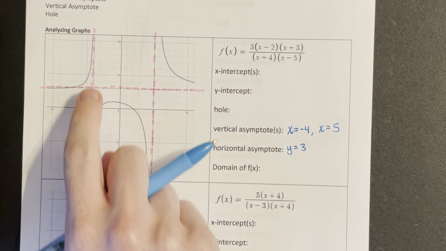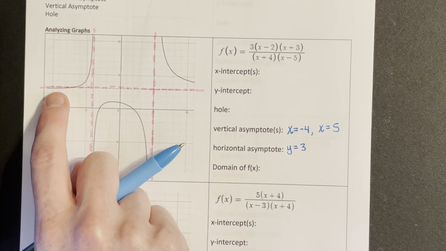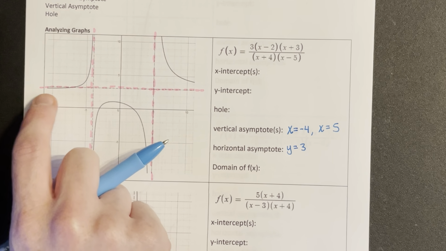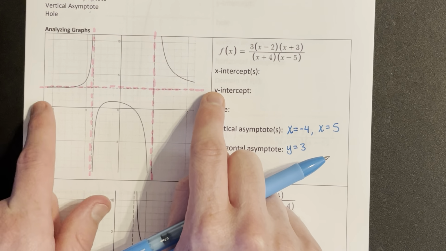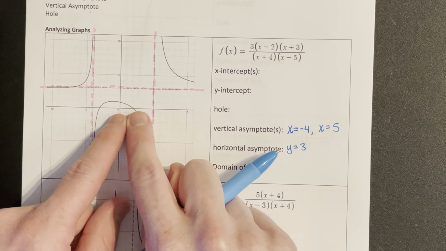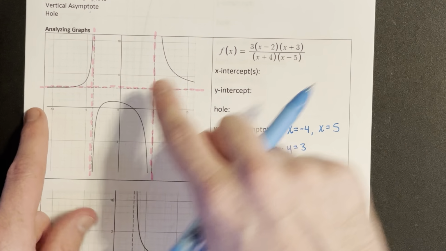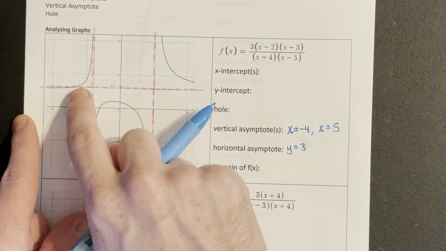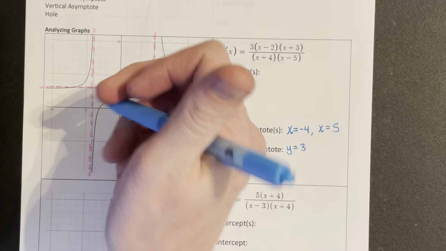If we look at the graph, we can see that it does cross over that asymptote right over here, but that's okay. It's still going to be approaching 3 on the end. So if we were to describe the end behavior as x goes to positive infinity, the y values are going to be approaching 3. And as x goes to negative infinity, the y values are still going to be approaching 3.